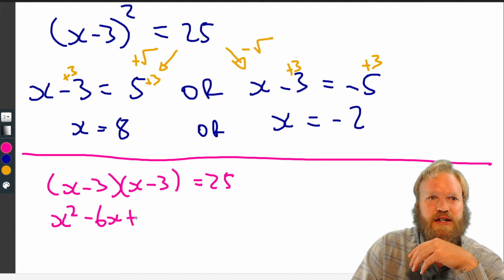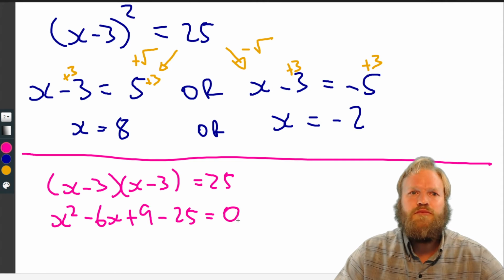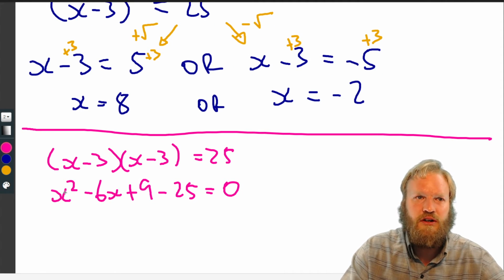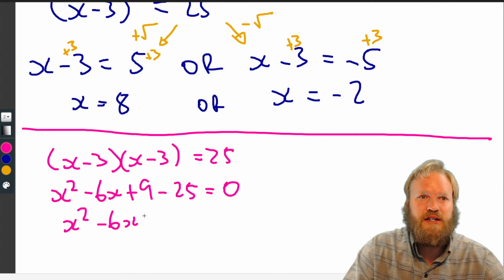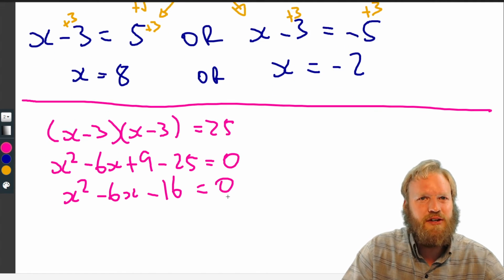x² - 6x + 9. And I'm going to subtract 25 on that side. So we've got equals 0 for our quadratic. x² - 6x + 9 - 25. Does that give us about -16 equals 0?